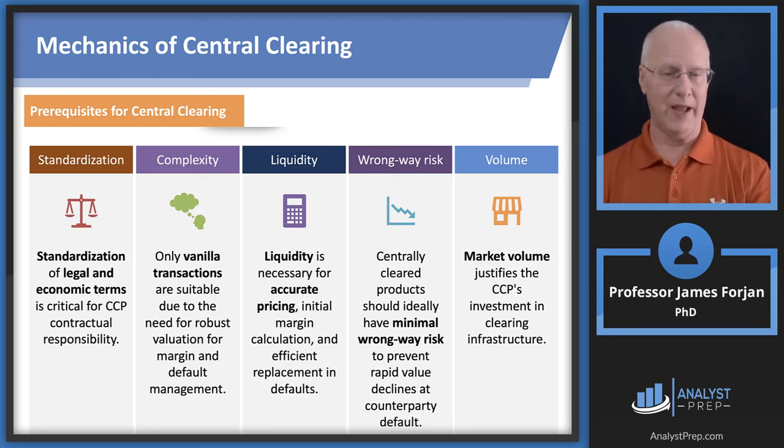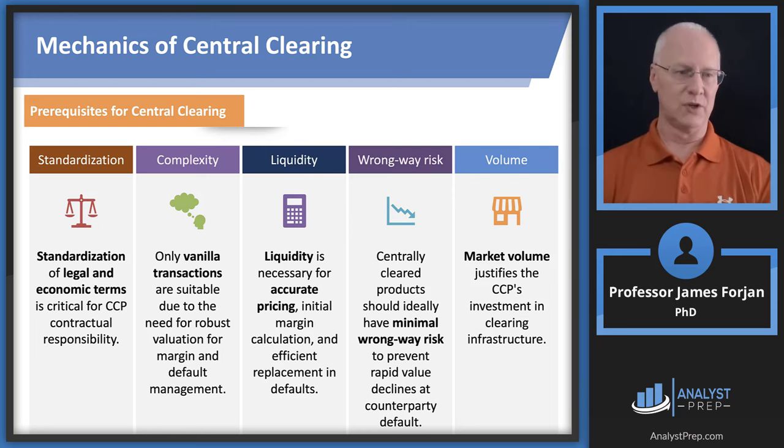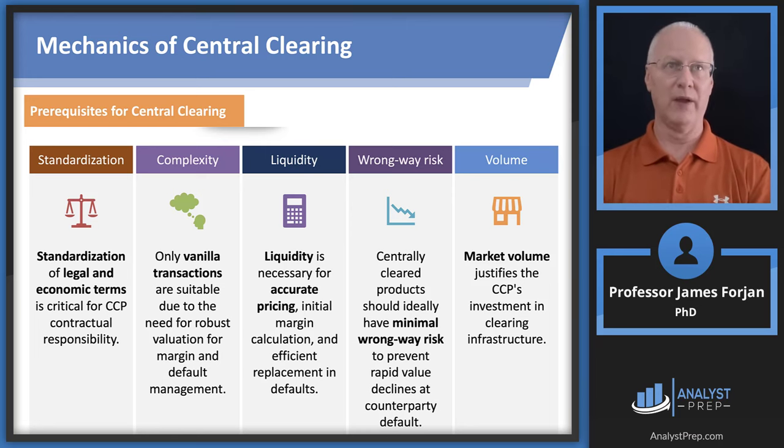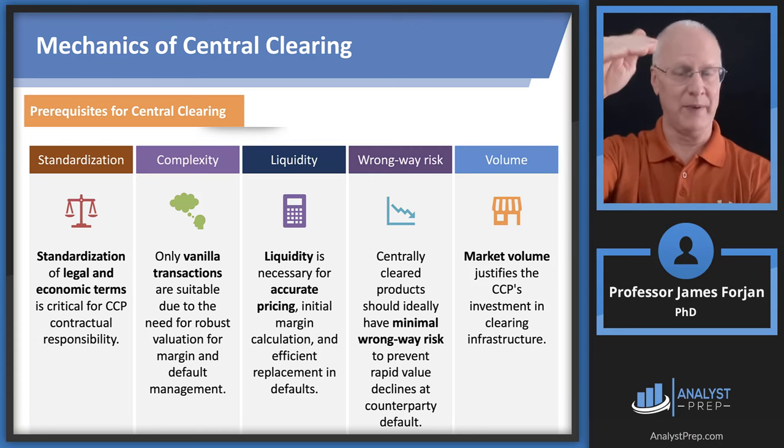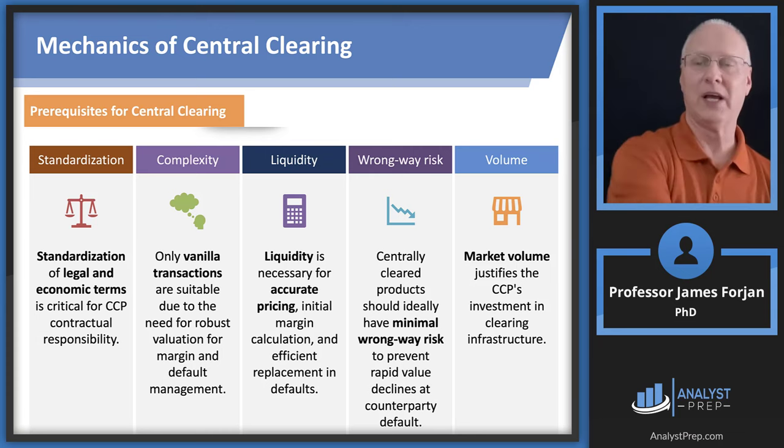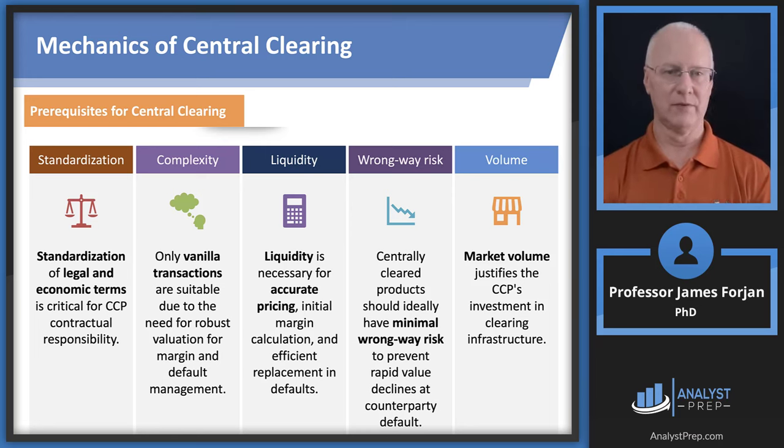But then wrong way risk is two bad things that happen at the same time. So let's just take a simple example. Maybe you lose your job. So now this is wrong way risk. Not only am I worried about you paying me that big amount, now you have something else bad going on in your life.